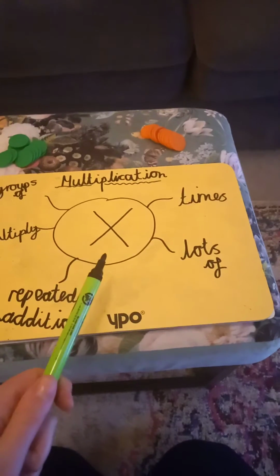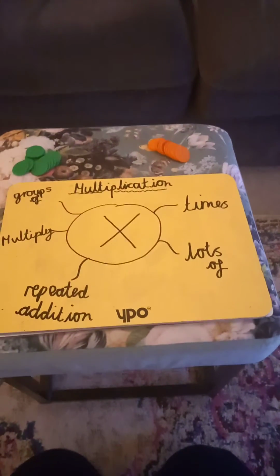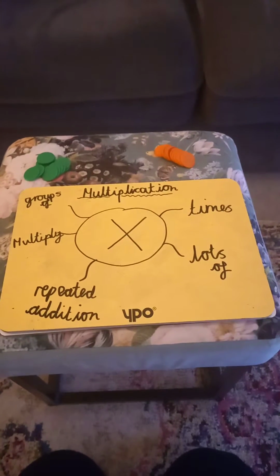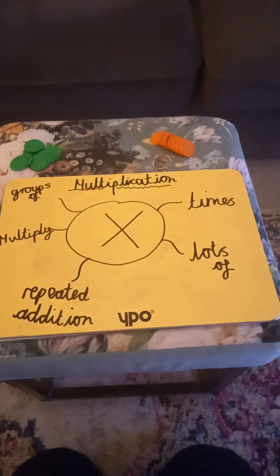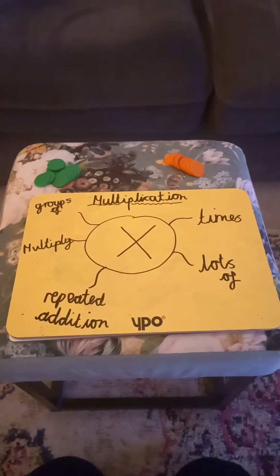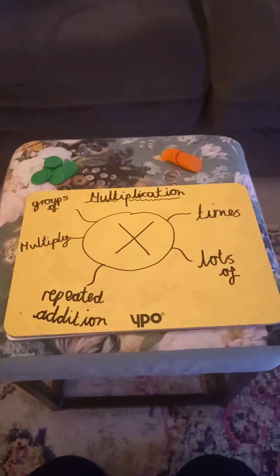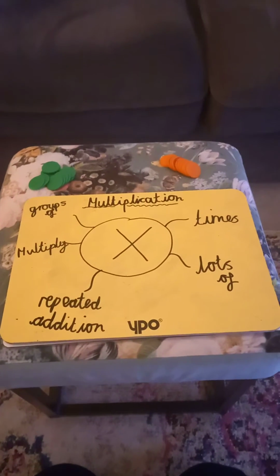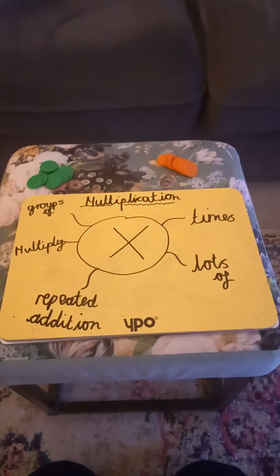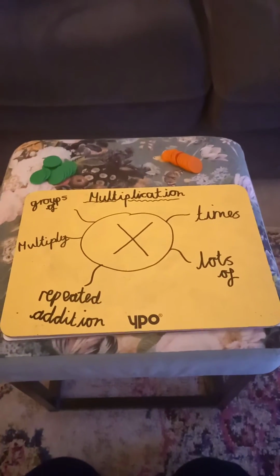So this symbol here, our mathematical symbol, our multiplication symbol, we also need to know the associated vocabulary. So when we're talking about the multiplication symbol, we're also talking about lots of, groups of, multiplied, repeated addition, because as we learnt yesterday, there's a really clear link there, and how many times. So this symbol, our multiplication symbol, is what we're going to introduce today. Now, we're going to introduce it in a way that links it to our repeated addition from yesterday's learning.